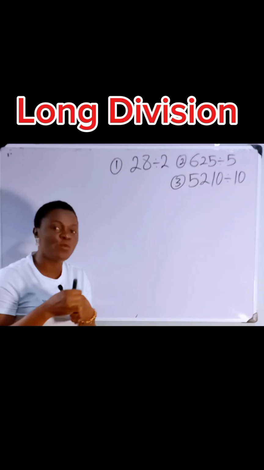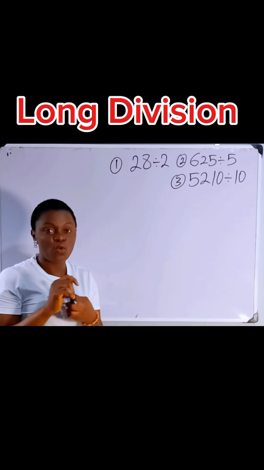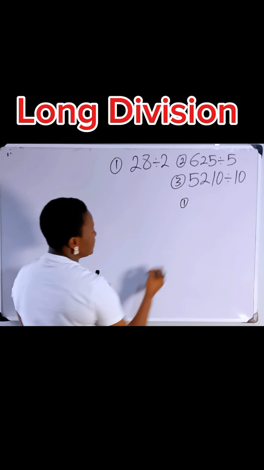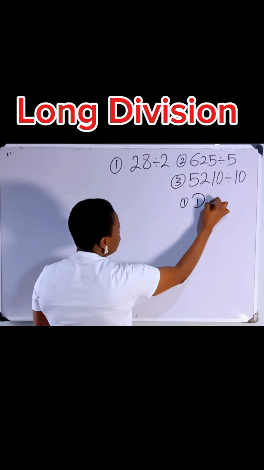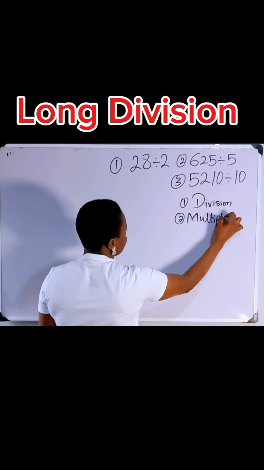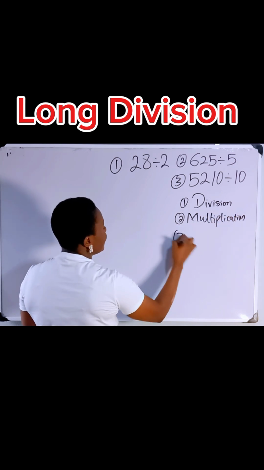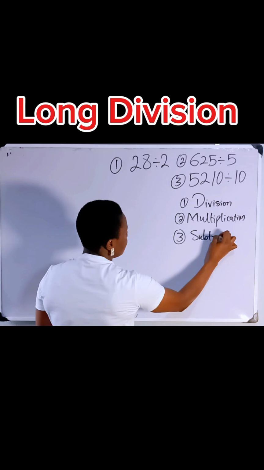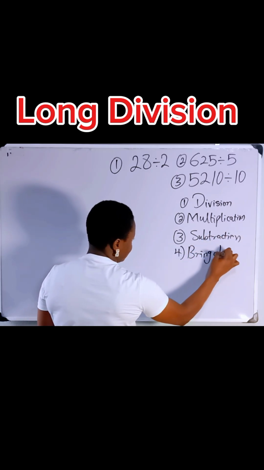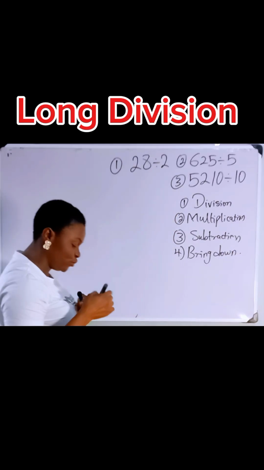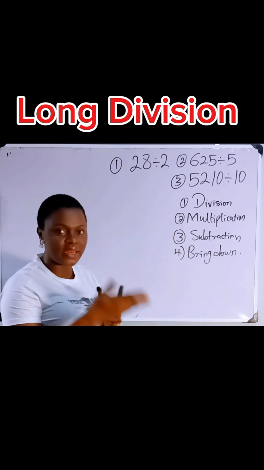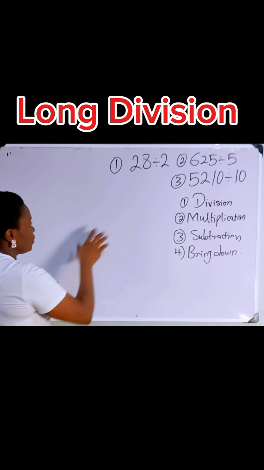Note that when solving long division, we have 4 rules to apply. Let's write down those rules so that it will be easier for us. Number 1 is division. Number 2 is multiplication. Number 3 is subtraction. And number 4 is bring down. These are the rules to apply, and you apply them accordingly, from 1 to 4. You don't jump any step. So now let's pick number 1.